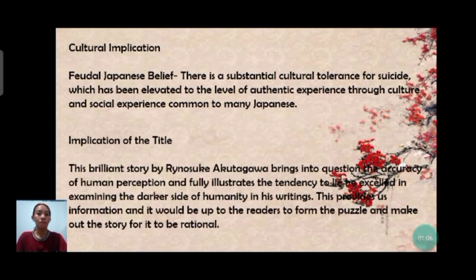Next is the implication of the title. This brilliant story by Ryunosuke Akutagawa brings into question the accuracy of human perception and fully illustrates his tendency to excel in examining the darker side of humanity in his writings. This provides us information, and it would be up to the readers to form the puzzle and make up the story for its sub-rationale.